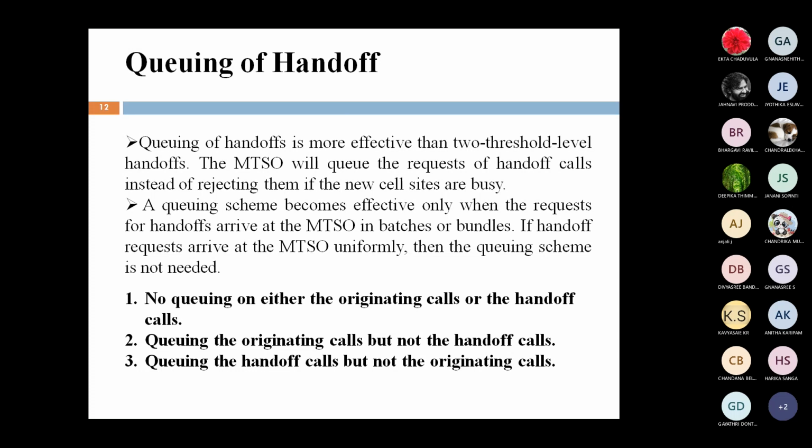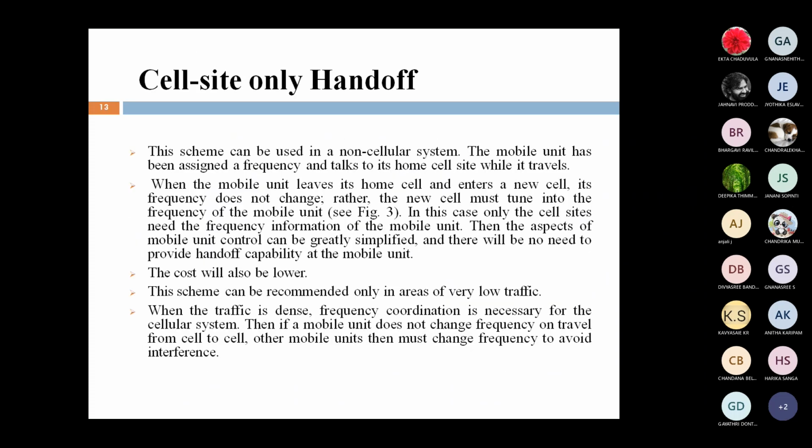Next, the second condition: queuing the originating calls, but not the handoff calls. Third condition: queuing the handoff calls, but not the originating calls. These are the three conditions we have to maintain to increase the efficiency of the system.